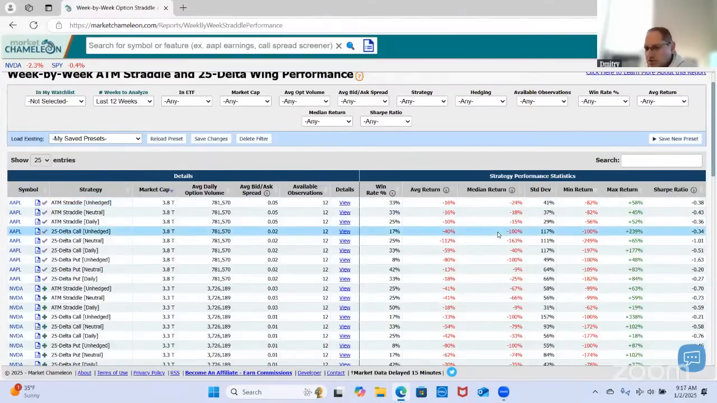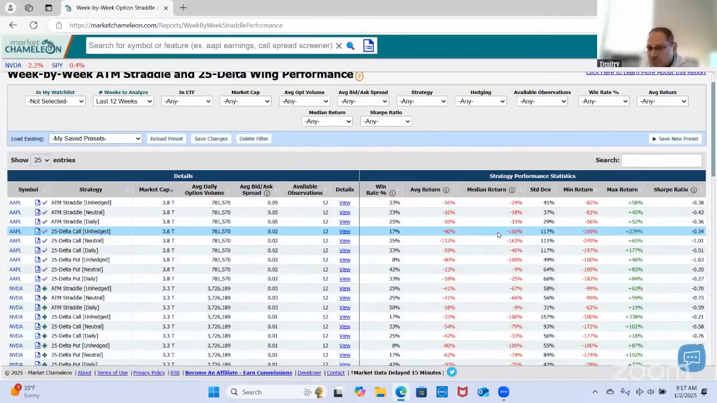Another stat we could look at is the median return, and that helps us get a sense of how much the average is skewed, because the average can get skewed by outliers or very extreme values. Maybe it could be just one move that really skewed that average. And to get a sense if there is a big skew, we could look at the median return.